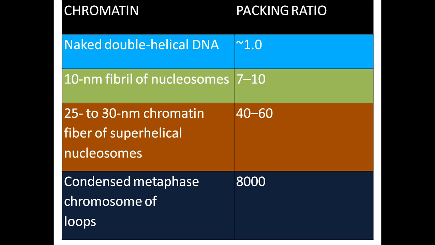This is Jordan's rule. Now, the table that is related with the chromatin and their packing ratio. Different states of chromatin and their packing ratio. Naked double helical DNA has packing ratio equal to 1.0. The 10 nanometer elementary fibril of nucleosome has packing ratio 7 to 8. The 25 to 30 nanometer chromatin fiber of superhelical nucleosome has packing ratio of 40 to 60. Condensed metaphase chromosome of the loop has 8000. So maximum packing ratio is in the metaphase chromosome.